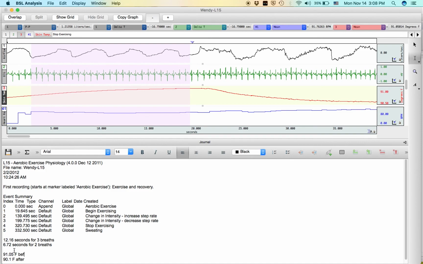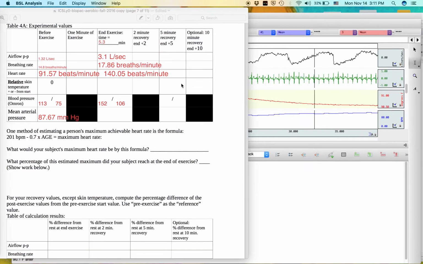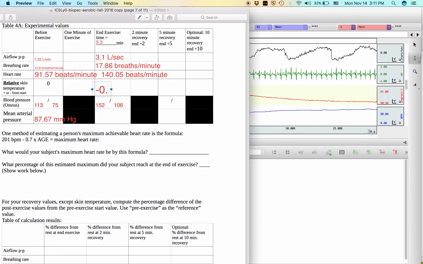91.05 degrees Fahrenheit before. So at the end, we had 90.1, so we're going to say 90.1 minus 91.05, and we get negative 0.95 degrees Fahrenheit. So what that means is that the skin temperature relative to before we began exercise was almost 1 degree Fahrenheit less at the skin surface after exercise ended, at the point that it ended.